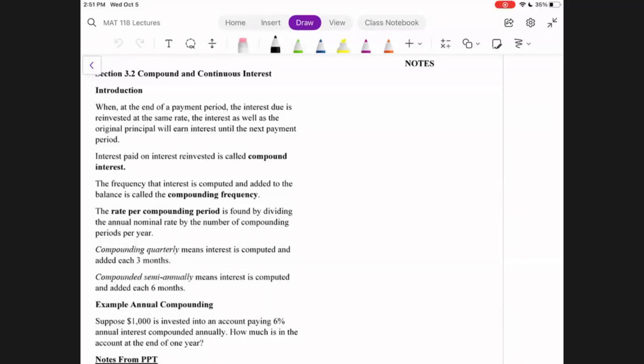Hey everyone, this is a video for 3.2 compound and continuous interest. So this kind of continues from the last section, just doing more examples, using the formulas a little bit more.